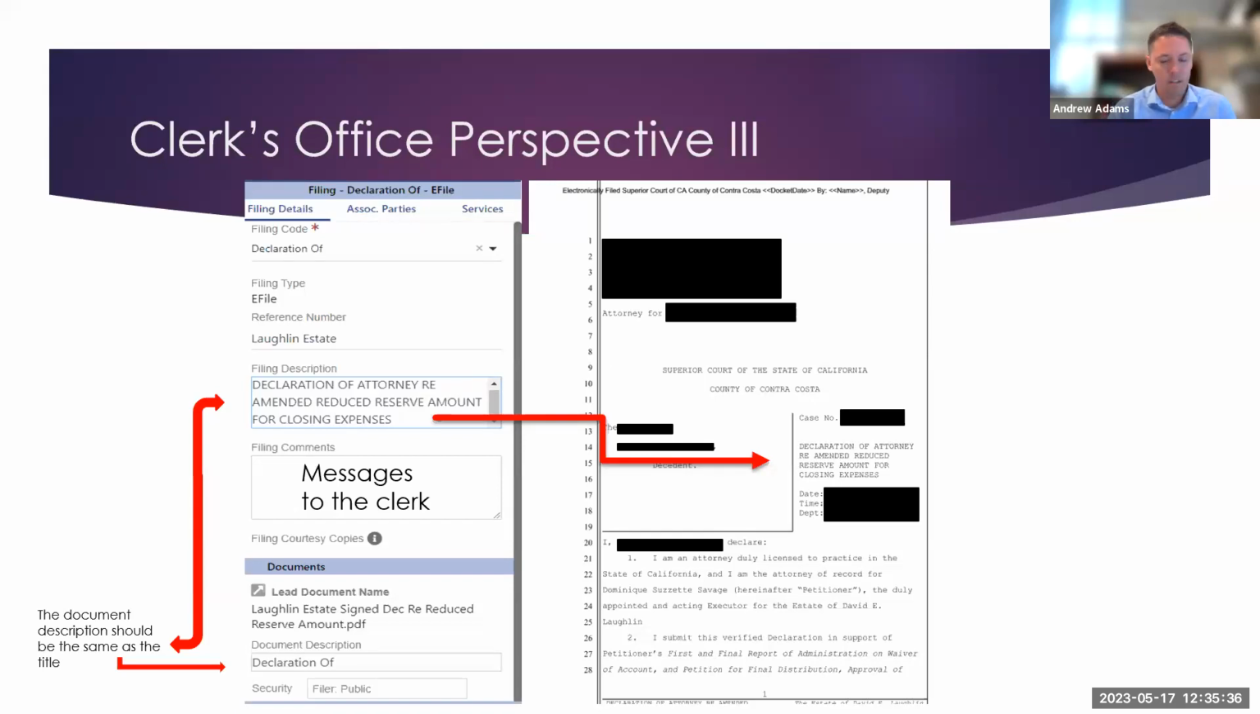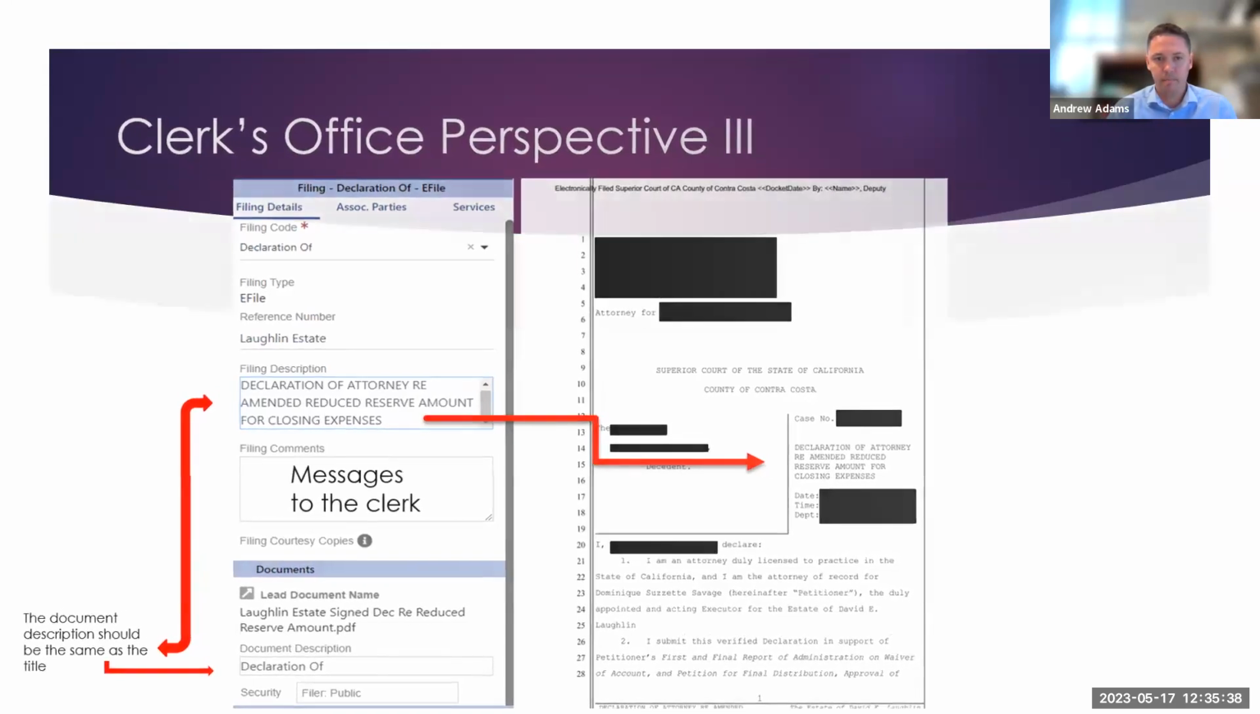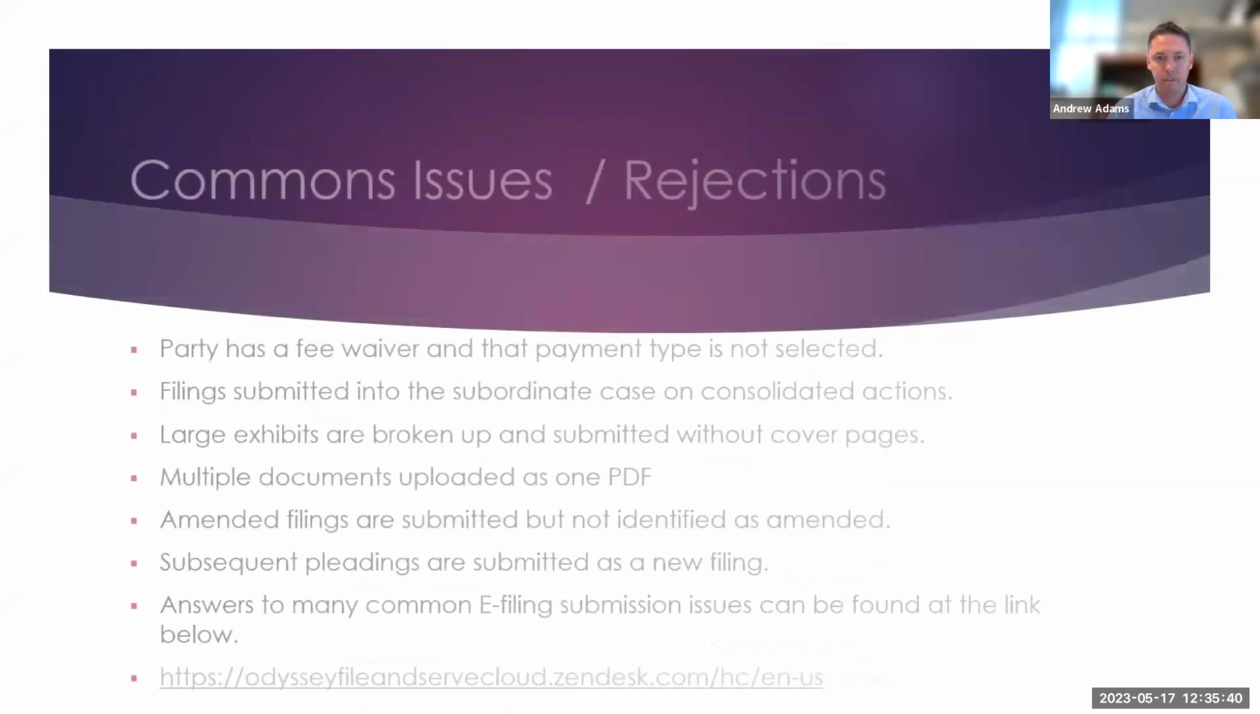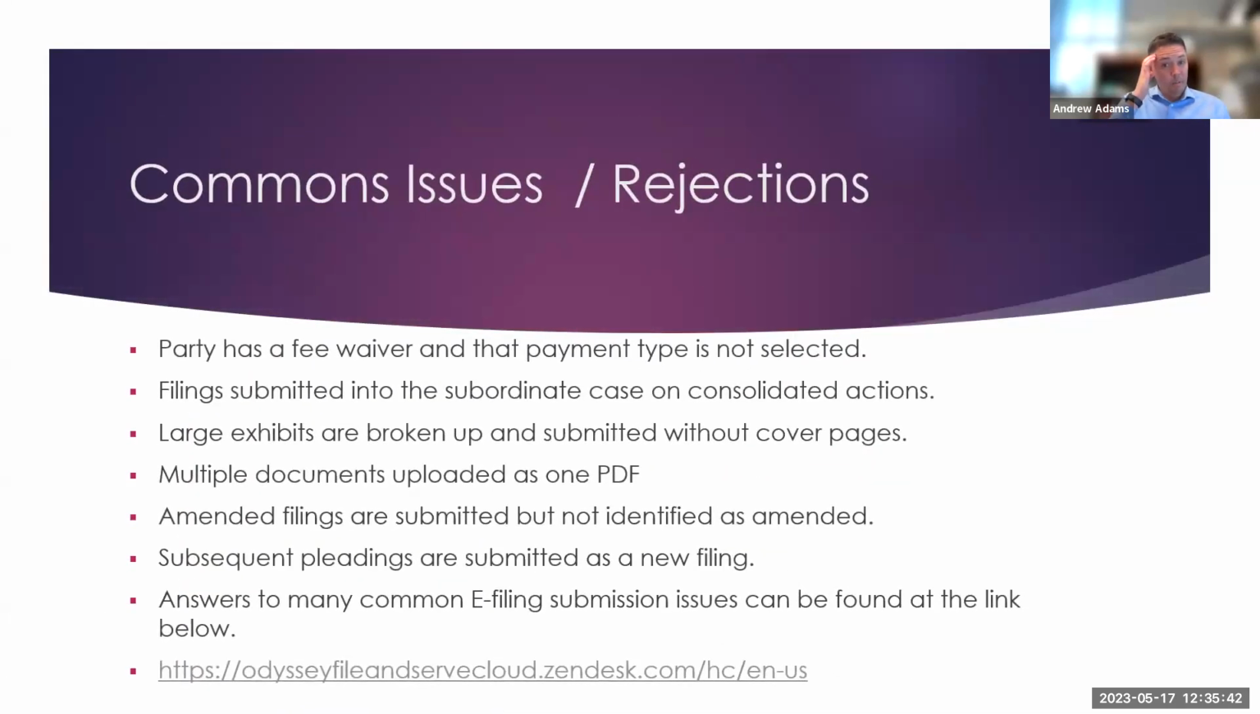Okay, all right, let's see. Some of the common issues and rejections we talk about a lot, or I see a lot: the first one I'd say is the party has a fee waiver and that payment type is not selected. If they do have a fee waiver, when you are setting up e-filing and you put in your credit card information, you create that payment type, you also have to create a payment type for fee waiver.